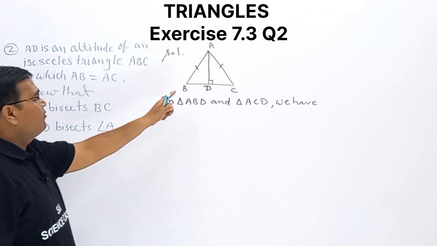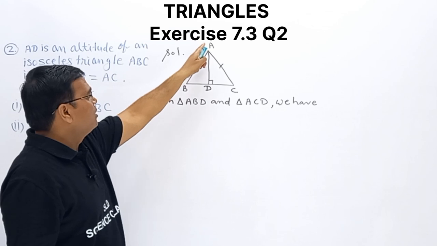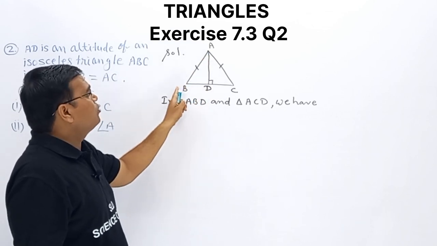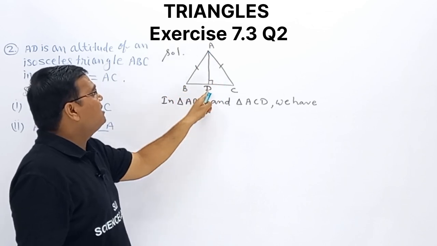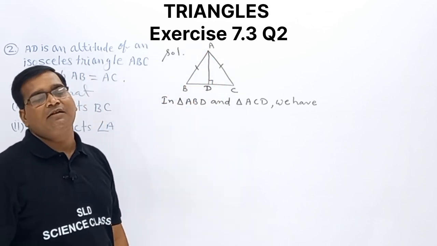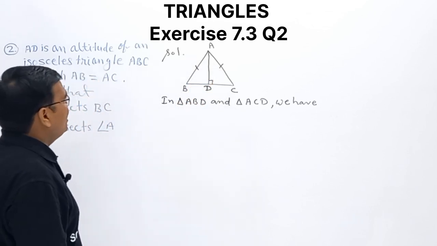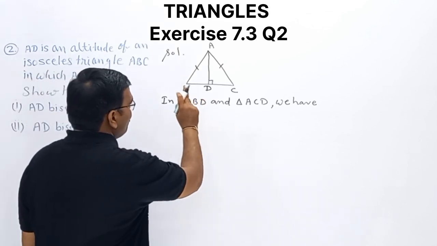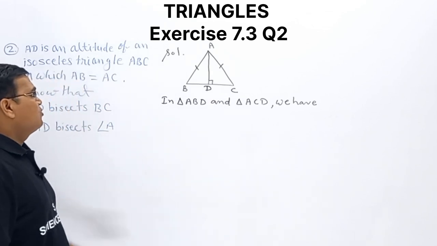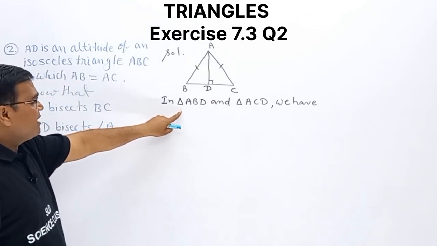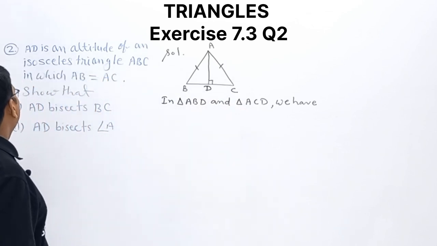ABC is isosceles triangle, and once we draw AD as altitude on BC, then we are getting ABD and ACD. ABD, ACD are two right angle triangles. Clear? And both triangles are right angled at D. Clear? So in triangle ABD and triangle ACD, what are we having?